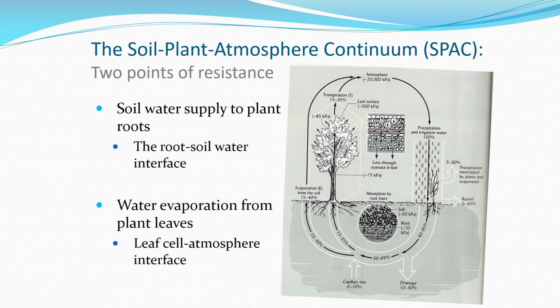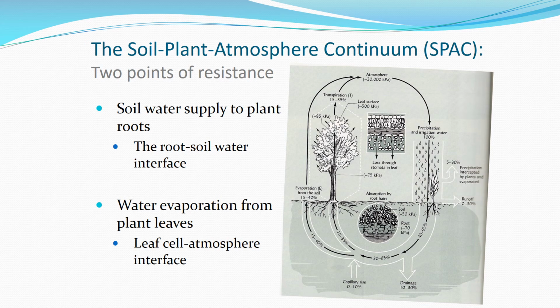The soil-plant atmosphere continuum is a huge point of resistance. It allows soil water supply to plant roots, where we have the root soil water interface, and we have water evaporation from plant leaves, where we have the leaf cell atmosphere interface. And these are a huge part of the soil plant atmosphere continuum in terms of the water cycle.